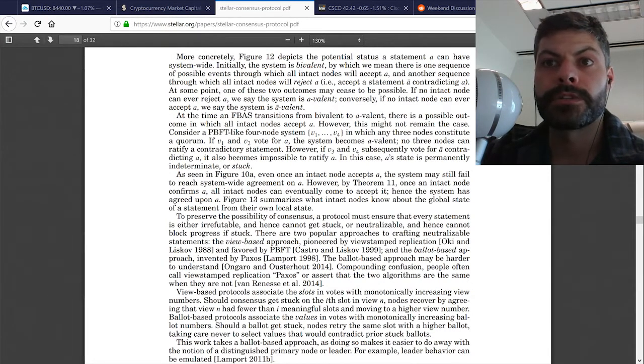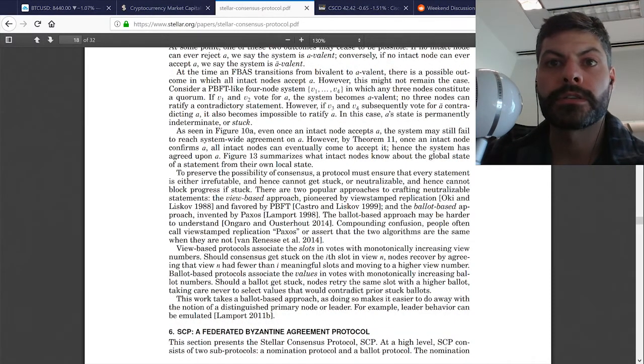There are 2 popular approaches for crafting neutralizable statements: the view-based approach, pioneered by viewstamped replication and favored by PBFT, and the ballot-based approach, invented by Paxos. The ballot-based approach may be harder to understand. Compounding confusion, people often call viewstamped replication Paxos or assert that the 2 algorithms are the same when they are not. View-based protocols associate the slots in votes with monotonically increasing view numbers. Should consensus get stuck on the ith slot in view n, nodes recover by agreeing that view n had fewer than i meaningful slots and moving to a higher view number.